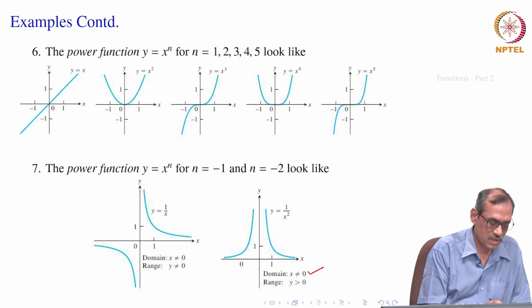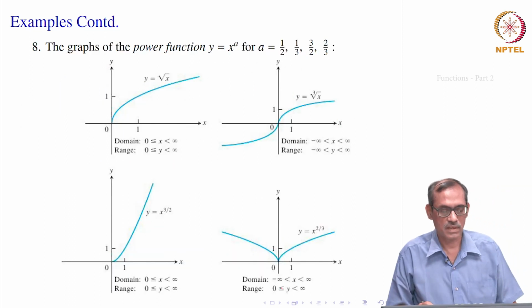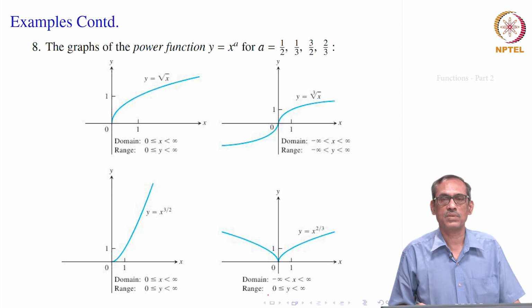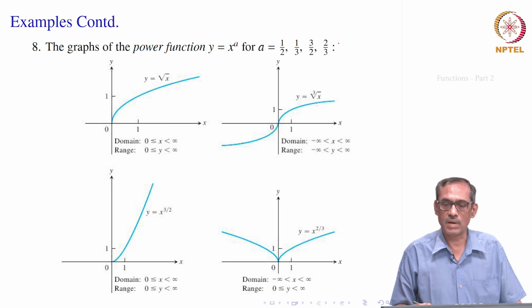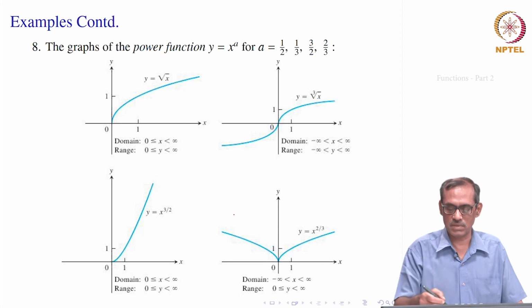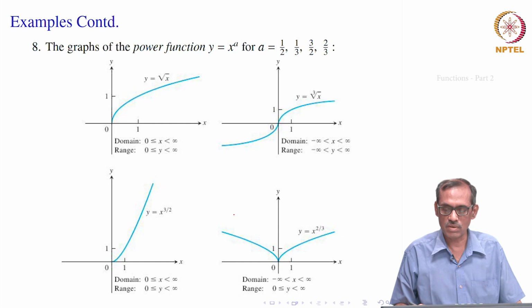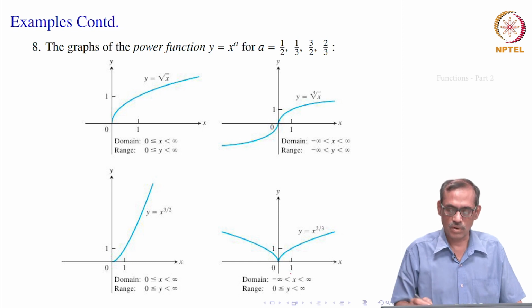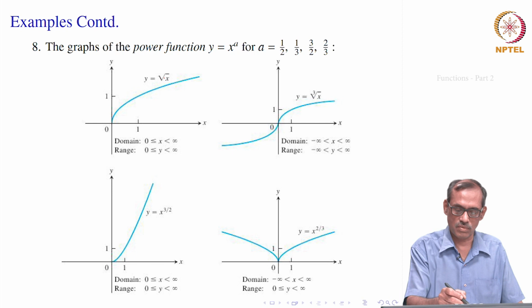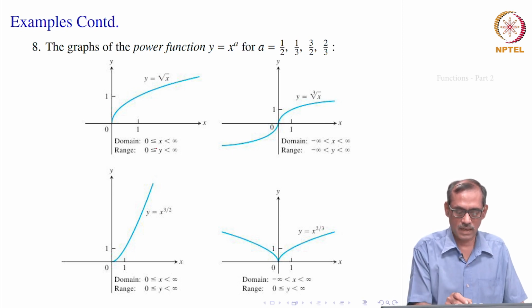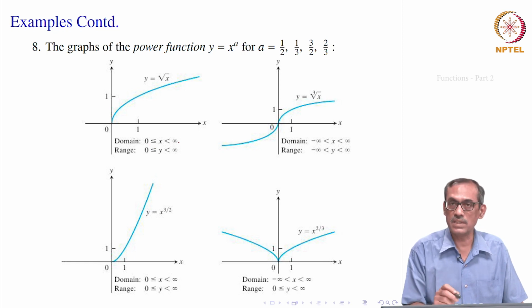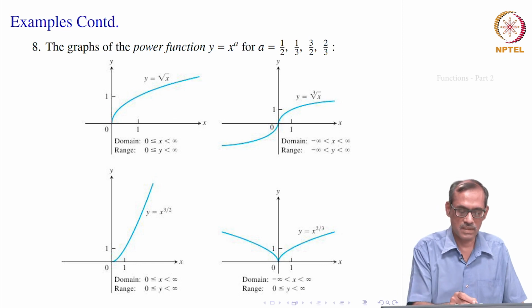So, let us take some rational powers, the fractional powers. Suppose you take the power function y equal to x to the power a, where a is some fraction like 1 by 2, 1 by 3, 3 by 2, 2 by 3. We will give some 4 examples here. How do they look, just to have the feeling. So, a equal to 1 by 2 gives you y equal to square root of x, and that has domain, as we know, non-negative real numbers. Range is also non-negative real numbers, and it looks like this. At 0 again it is 0.